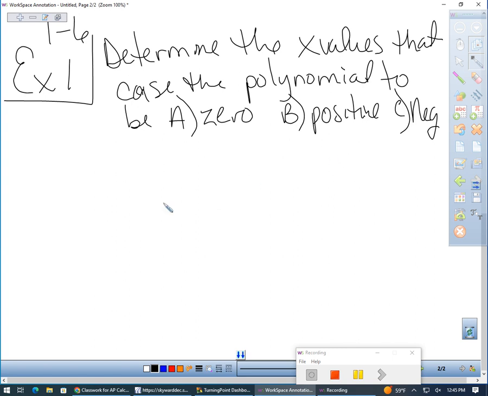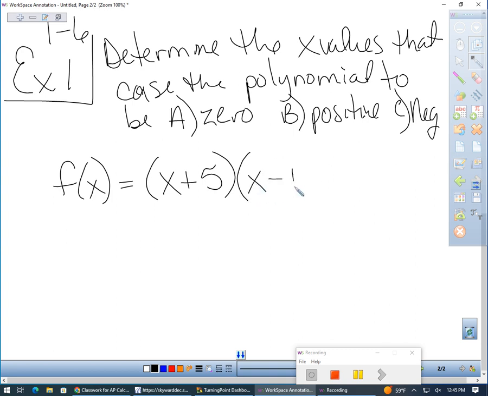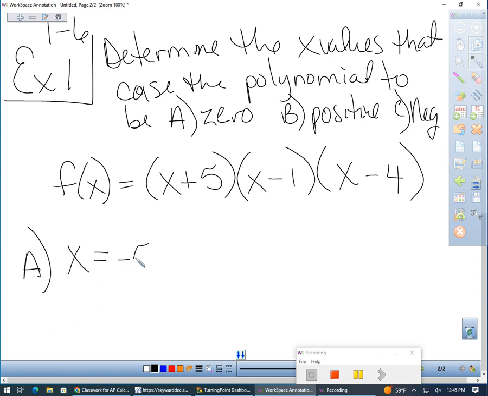All right, so let's say I have f of x equals, let's go, x plus 5, x minus 1, and x minus 4. Okay? So we can answer A here, can't we? A wants to know where our x values are 0. That is at x equals, good, -5, 1, and 4. Good. All right, so that's what we've been doing forever.